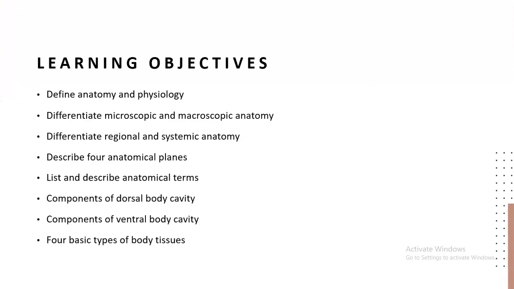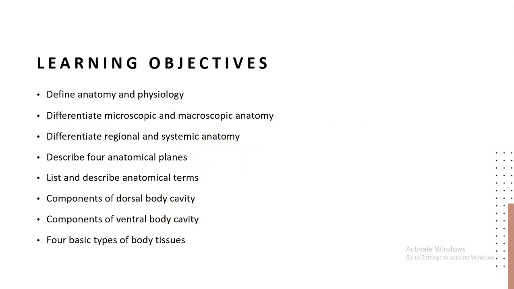Learning objectives. At the end of this module, you are expected to be able to define anatomy and physiology. You are also expected to differentiate between microscopic and macroscopic anatomy, differentiate between regional and systemic anatomy, and describe four anatomical planes.